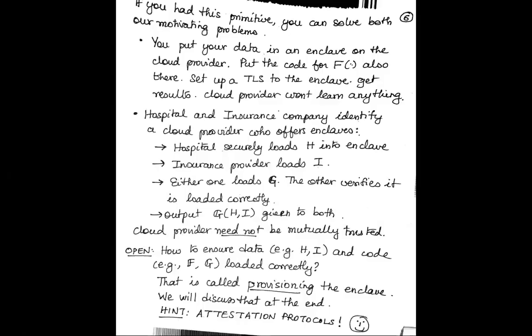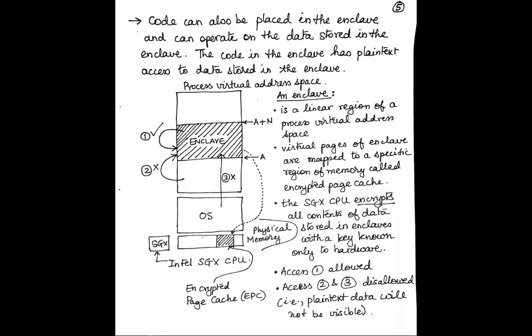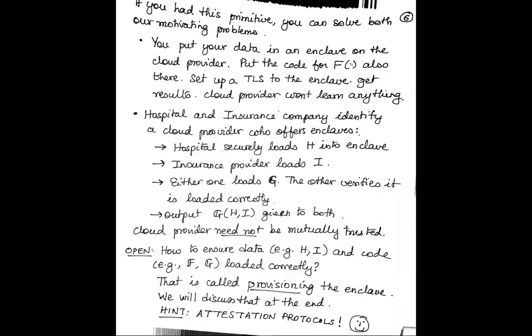Okay, so one thing to note is that if you had this primitive with the properties that I've just showed you, that access 1 is allowed, access 2 and 3 are not allowed, then you can solve both our motivating problems. Both the case where you had some data to protect and you took it to the cloud, and also the case where the hospital and the insurance company want to run some shared computations. The way you would solve the problem is that you will put your data in an enclave on the cloud provider. You will also put the code for this analytics function F inside the enclave.